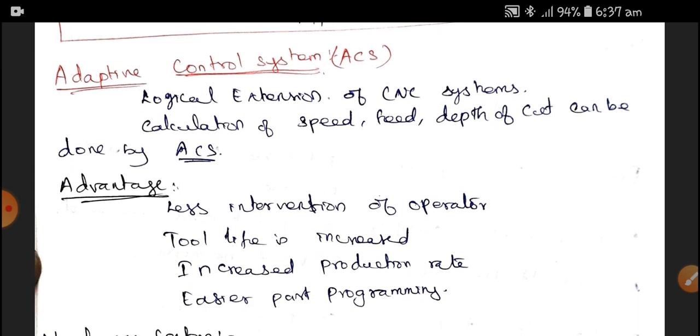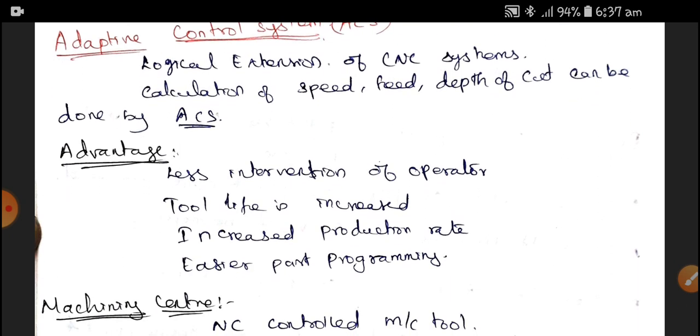So now we move on to the advantages of ACS. First, less intervention of the operator. Tool life can be increased. Increased production rate. Easier part programming. So these are all the advantages of adaptive control systems.